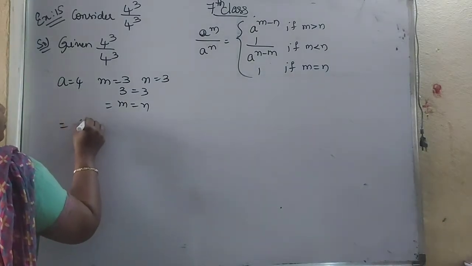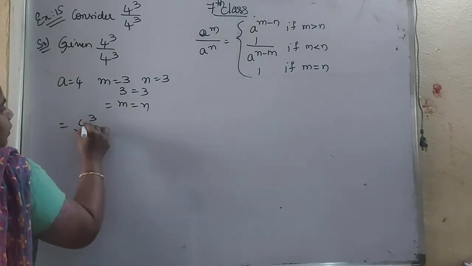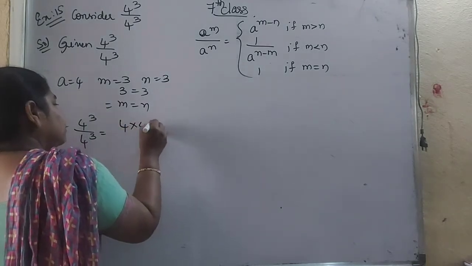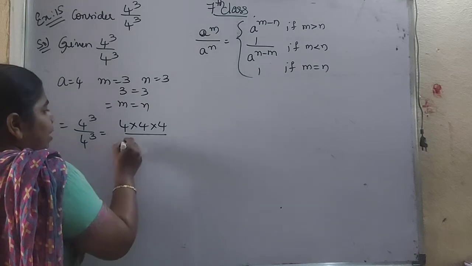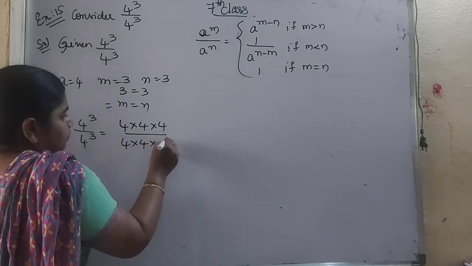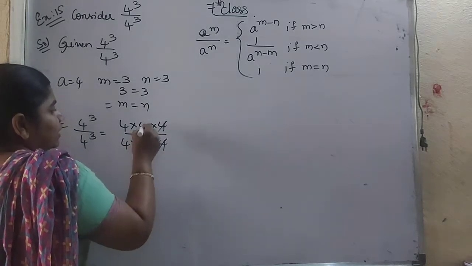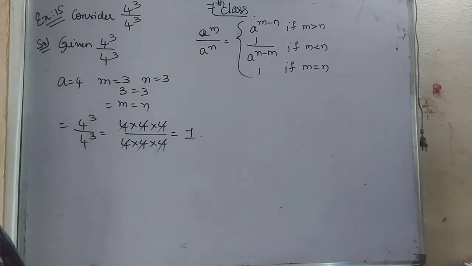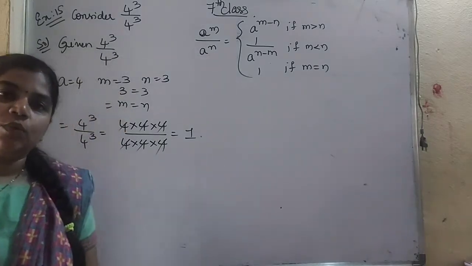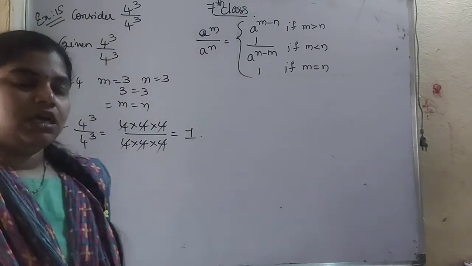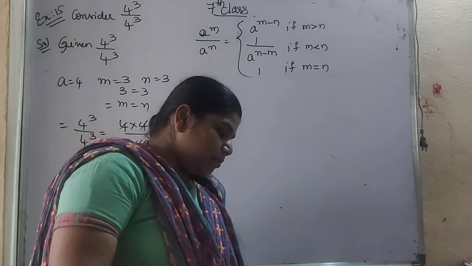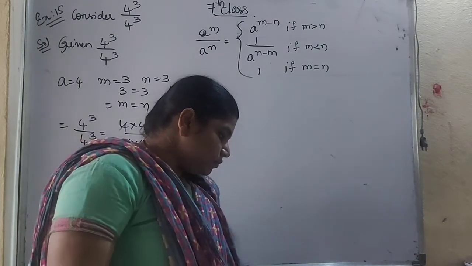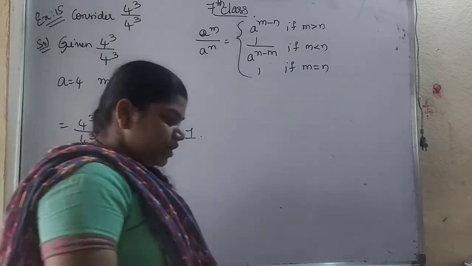That is 4 power 3 by 4 power 3. How many times do we have to multiply 4? 3 times. The same way, 4 we have to multiply 3 times again. So 4 by 4 is one, 4 by 4 is one, 4 by 4 is one. So the answer is how much? 1. Whenever the m value and n value are equal, we will get the result as 1. So this is our example number 15. Next is the 16th example.